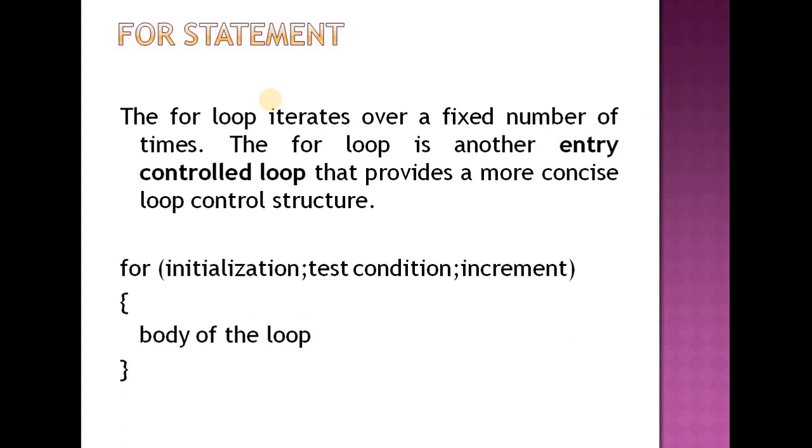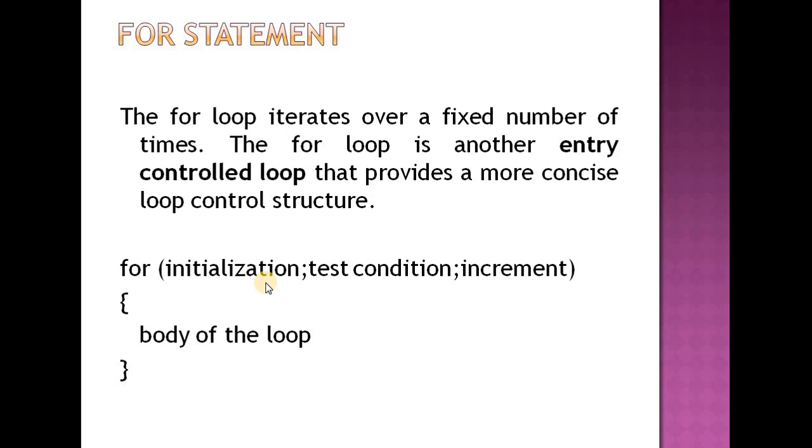So here we can see the concise syntax of the for statement. For keyword, and in round brackets we are going to have 3 separate statements separated by a semicolon. The first is initialization, second is test condition, and third is increment. With these 2 curly brackets we enclose the body of the loop, that is the statements which are to be executed repeatedly. Now we shall see each of these statements in detail.